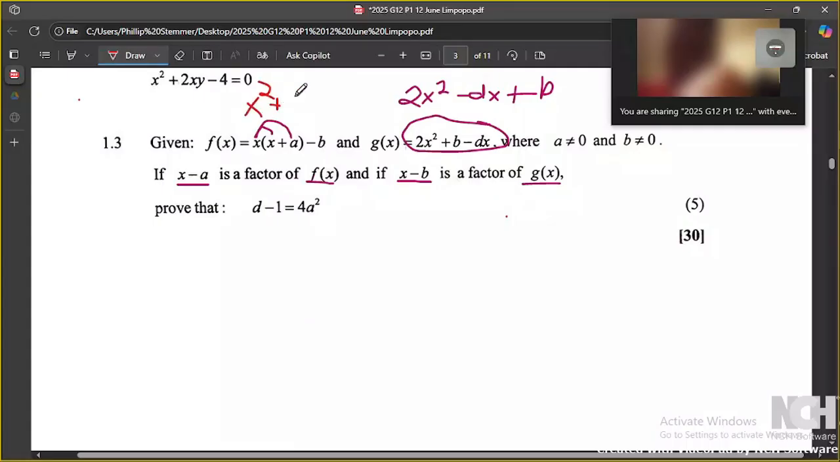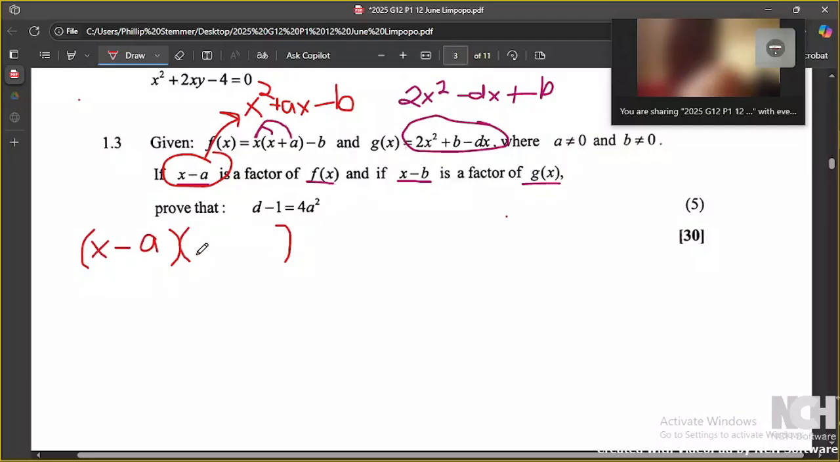Must we solve it? Minus b. Now the equation is a factor. So it is a factor of f of x and a factor of g of x. Remember, if something is a factor, there is no need for long division.